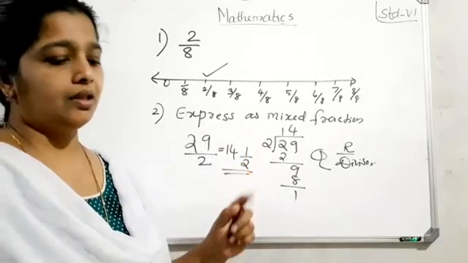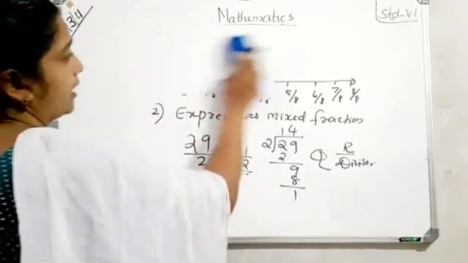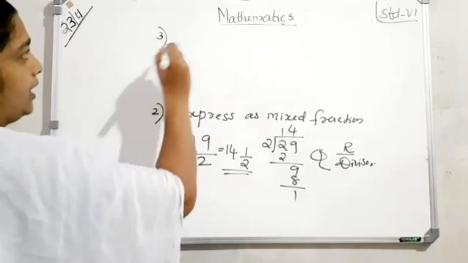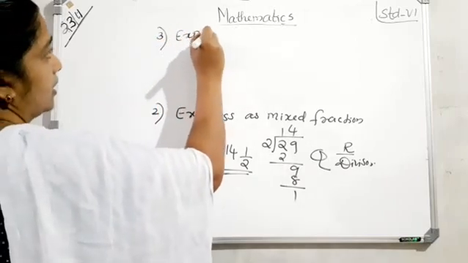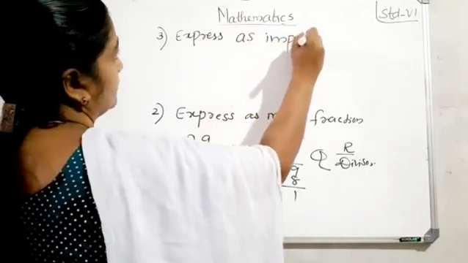Then next question: express the following as an improper fraction. So this is question number 3, express as an improper fraction.